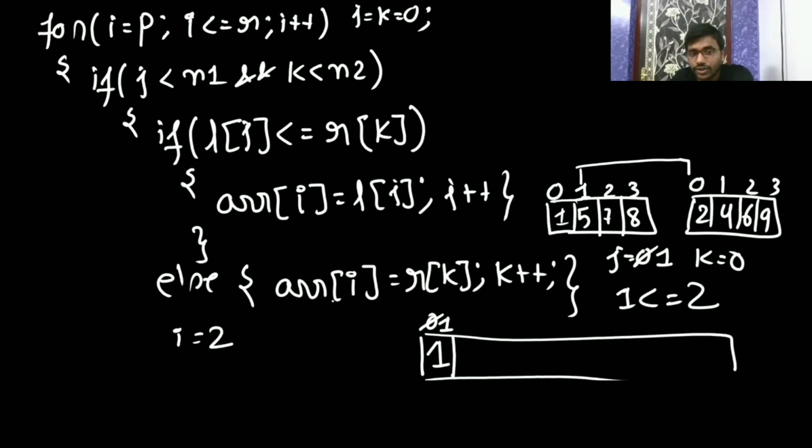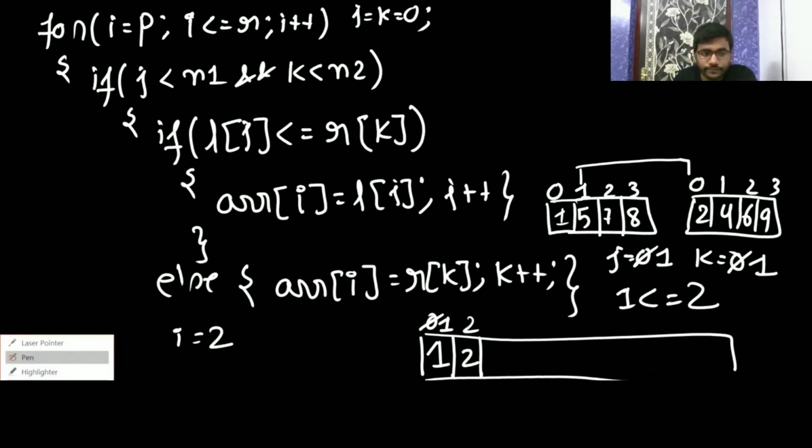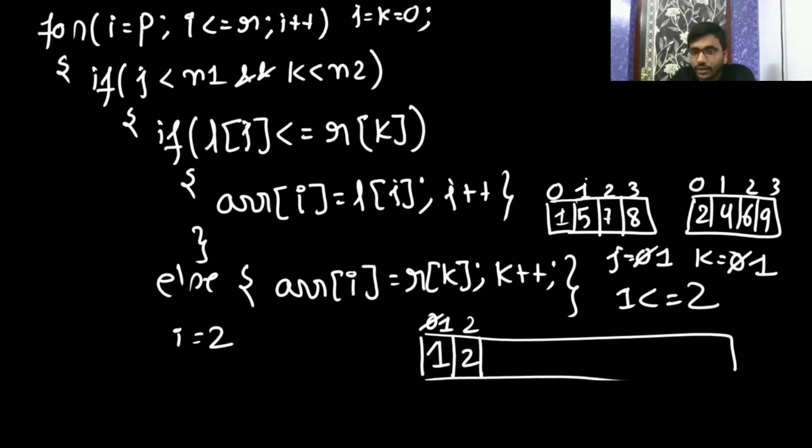It will now, at position 2, store right of 0, which is 2, then k plus plus. So now k will be 1. Now it will compare j and k, both 1, and i will now increment to 3, because it will now insert the third element. It is smaller than 8, yes. Now j is smaller than n1, k is smaller than n2, yes, because j is 1, smaller than 4, and k is 1, smaller than 4.